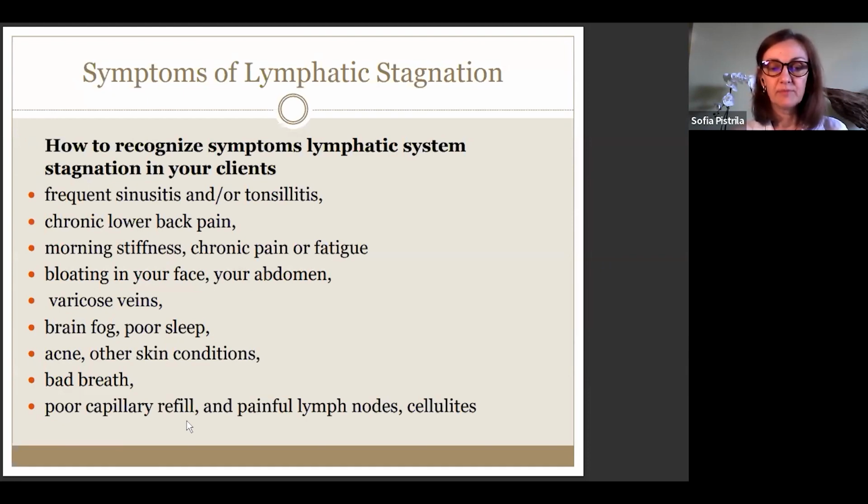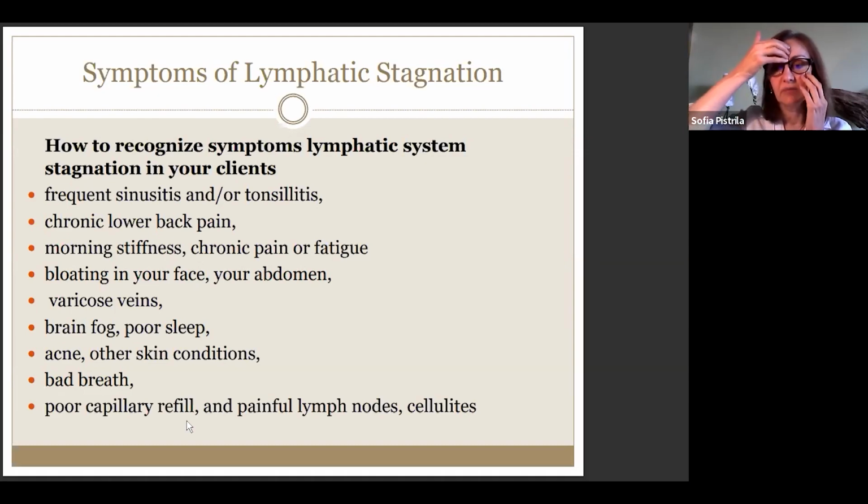Bloating in your face, your abdomen. Not bloating, even, but puffiness. For instance, if I were puffy in my cheek, right above the cheekbones, that is a sign. That's usually what I see in my clients, and I usually put my hands on them to feel it. Is it normal skin tissue or is it puffiness? There's a sponginess to it.